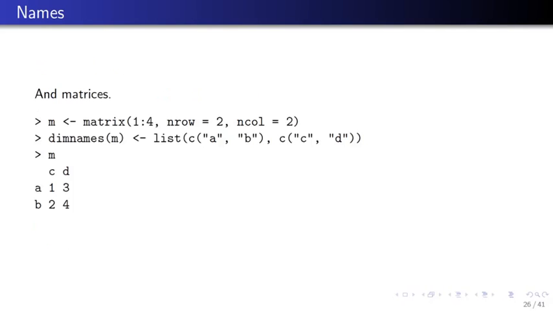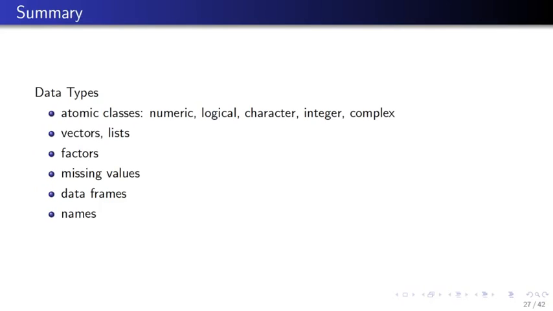Finally, matrices can have names. These are called dimnames. So here I've created a matrix from the sequence 1 to 4. It's a 2 by 2 matrix. And when I use the dimnames function, I assign it a list where the first element of the list is the vector of row names, and the second element of the list is a vector of column names. So here I want to name the rows A and B, and I want to name the columns C and D. So that's what I pass to the dimnames function. And now when I print out my matrix, I can see that the row names and the column names are labeled as I wanted. So that's the whirlwind tour of the different basic data types in R.